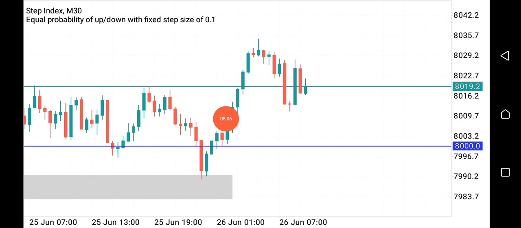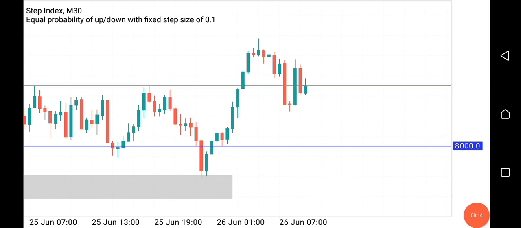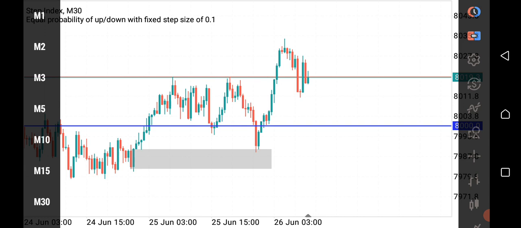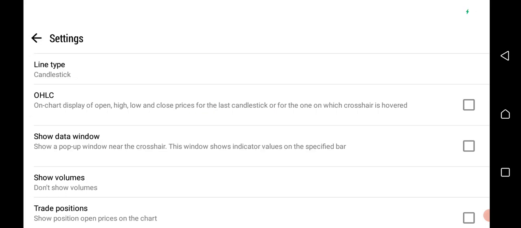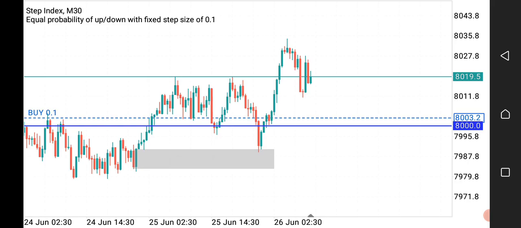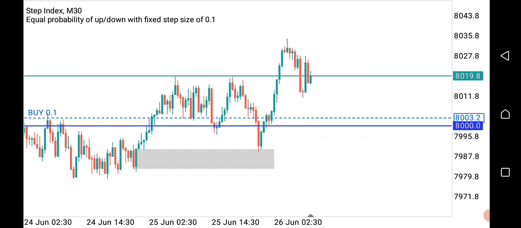So after the breakout and the retest, I waited for the retest, then I entered. So now I'm going to bring back the trade position. So you can see this now. See how the market reacted to the place.